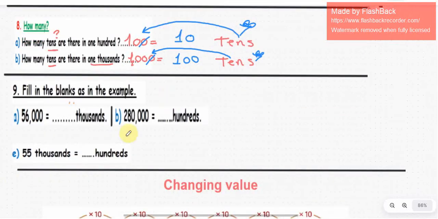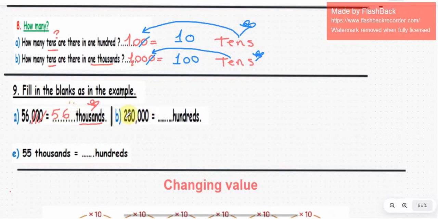Okay. Question number 9. Fill in the blanks as the example. Letter A. 56,000 equals how many thousand? We said when I have a word on the right, that means hum. Thousand eats 3 zeros. 1, 2, 3. And write the rest.